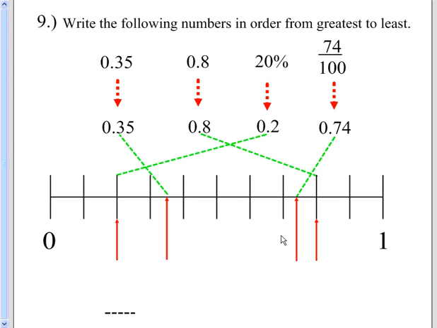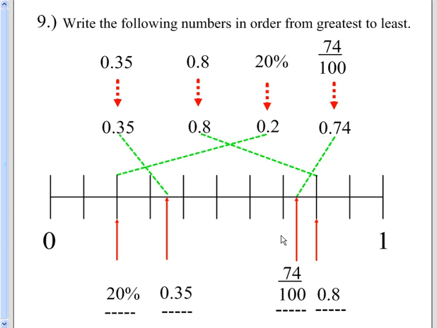So let's write those down below in the order that we have found them here. So 2 tenths, or 20%, is going to be the smallest. Then 35 hundredths, then 74 hundredths, and then 8 tenths. But that's not what the question asks.